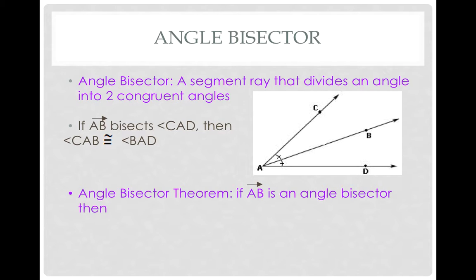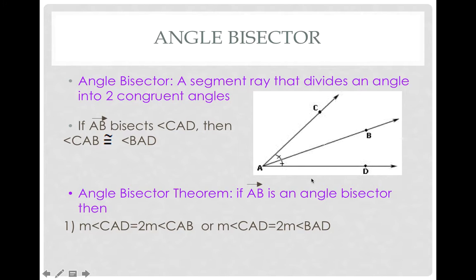Now, the angle bisector theorem states that if AB is an angle bisector, then there are some properties that arise with this angle. So one way to get from the little angles to the big angle, if you double the little angles, since this is the halfway point at your bisector, you will get the larger angle. So if you double angle CAB, you will end up getting CAD. Alright, and if you double BAD, angle bad, watch out, if you double that one, you get angle CAD. So that's one of the ways.